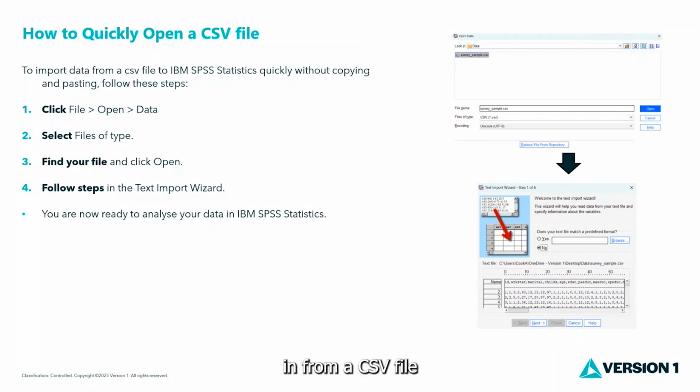So if you're bringing data in from a CSV file into IBM SPSS Statistics, and you want to do this without copying and pasting, just follow these steps. Once SPSS is open, go to the File menu, select Open, and then select Data. Now this will bring up the Open Data dialog box. Before you do anything else, go to Files of Type here and make sure that you've selected CSV type. Once you've done that, you should see your file. Here's the file I want to bring in. If I click on it, I'll see it in the file name box, and then I can click on Open.